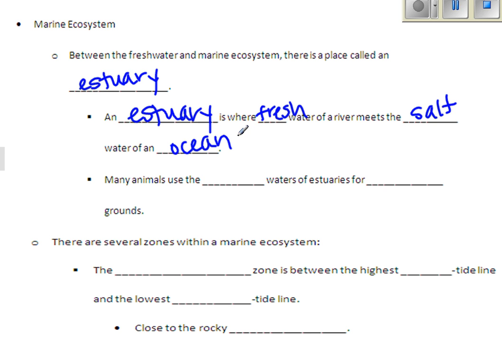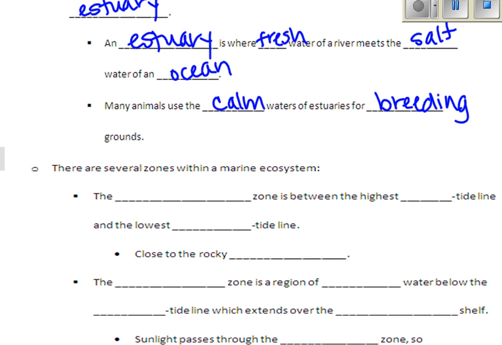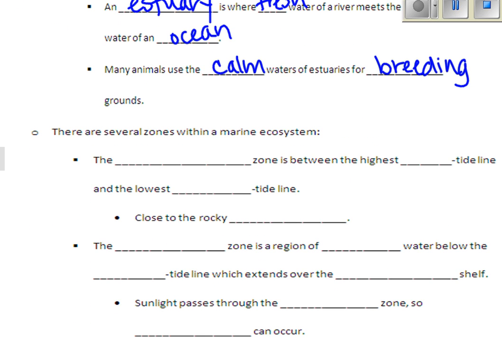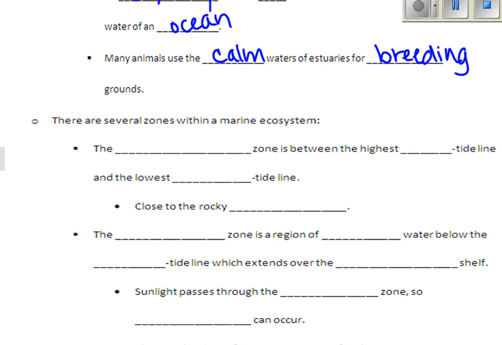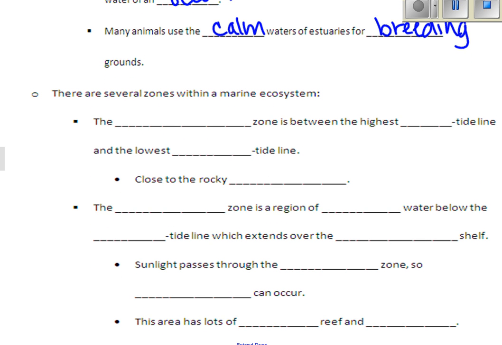Now, many animals use this calm water that's in the estuary for their breeding ground. So they're able to make their nest there. Now, there are several zones then within the marine ecosystem, like when you go out to the ocean.